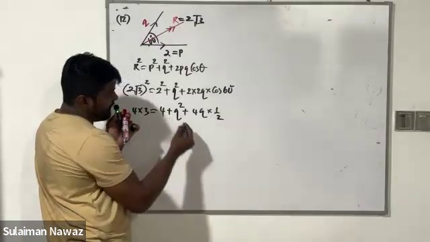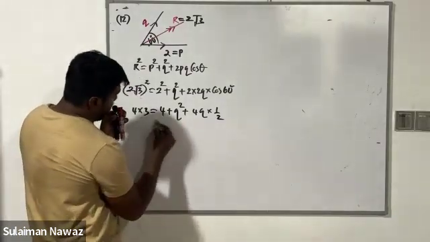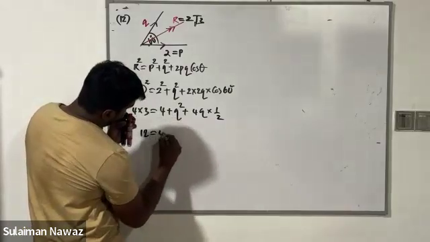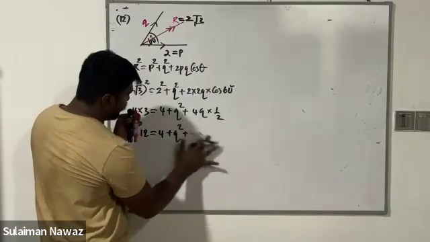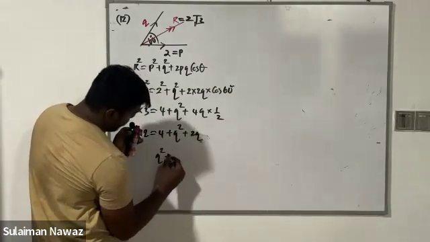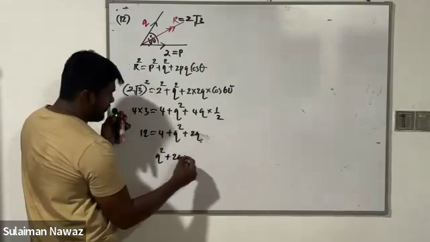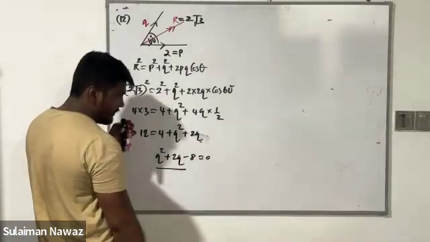Okay. Now your target is finding Q. You are getting a quadratic equation. So now 12 equals 4 plus Q squared plus 4Q into half, which means 2Q. So Q squared plus 2Q, when you simplify, minus 8 equals 0. You simplify this quadratic equation, you get the answer.